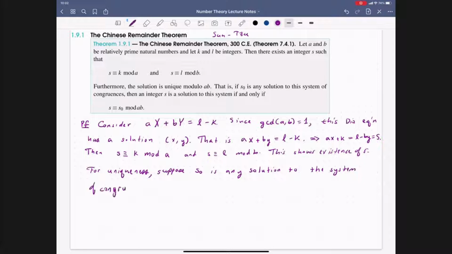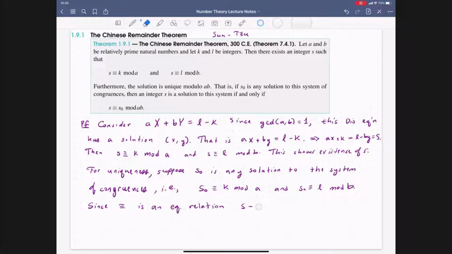So what I mean by this is that s naught satisfies the same conditions that s does. So that is, s naught is congruent to k mod a, and s naught is congruent to l mod b. Now, these are all congruences, and so we have s naught is congruent to k mod a, but s is congruent to k mod a. Since congruence is an equivalence relation, we get that s is congruent to s naught mod a by transitivity, and s is congruent to s naught mod b by transitivity.